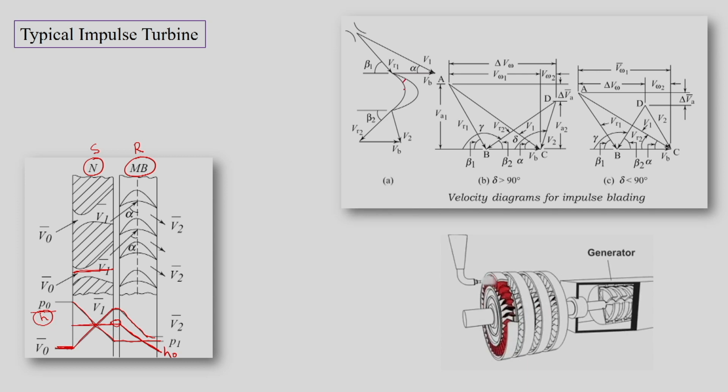So, this is a typical section of a moving blade, and this is a nozzle, and this nozzle is directing flow with absolute velocity V1. This is absolute velocity V1, but this velocity is making an angle alpha with the direction of velocity, which is the rotation of the moving blade. So, these moving blades are rotating in this direction. So, this is the direction of velocity of the moving blades.